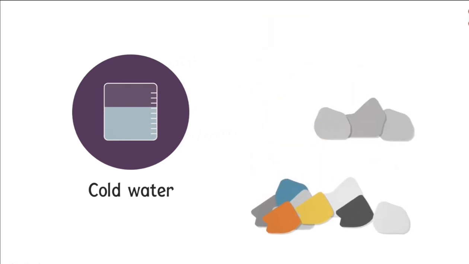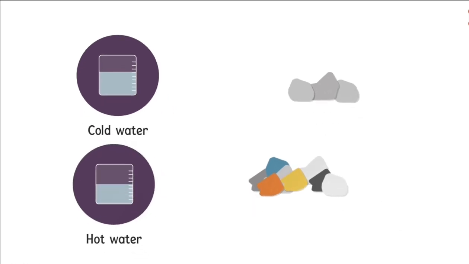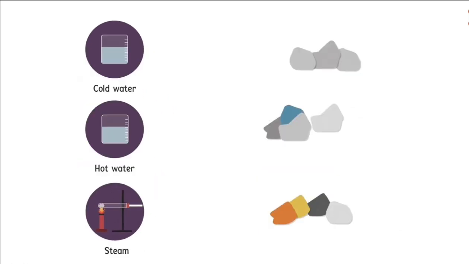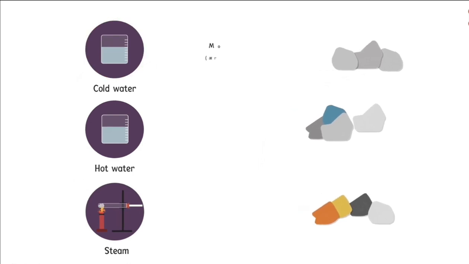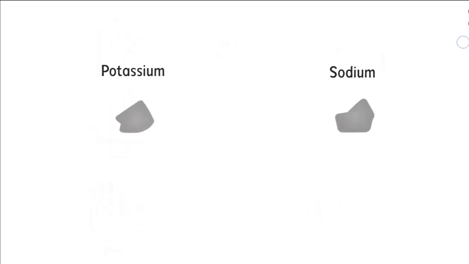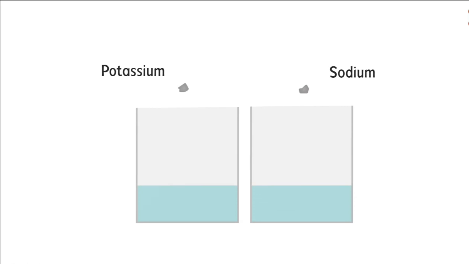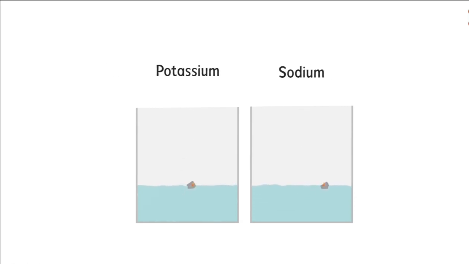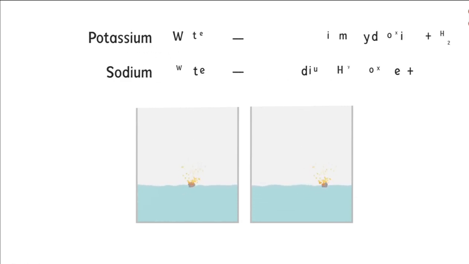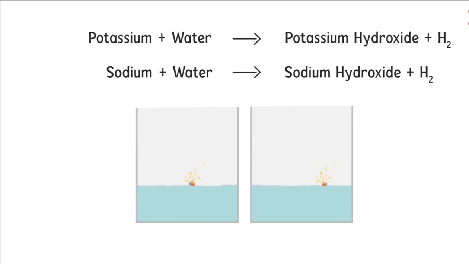Some react with the warm water, and some react with the steam. The metals which react with the cold water are more reactive, and the metals that react with the steam are less reactive. Now we will discuss the case of potassium and sodium. Potassium and sodium react with cold water vigorously and violently, and the hydrogen gas evolved catches fire.